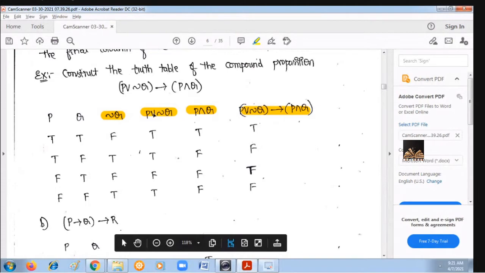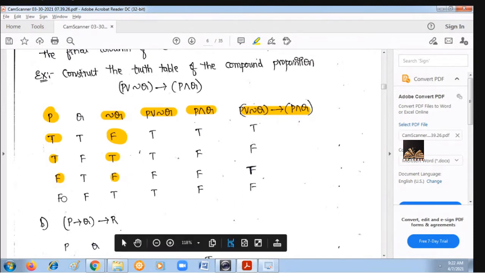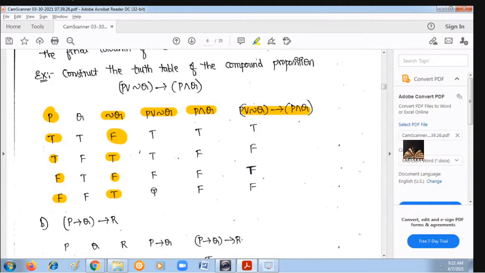Now P or negation Q. Or means what? At least one value should be true. So T or F. Yes, at least one value is true, so the result will be true. T or T. Yes, true. Next, F or F. Both are false, so the result is false. Next, F or T. At least one value is true. The result is true.